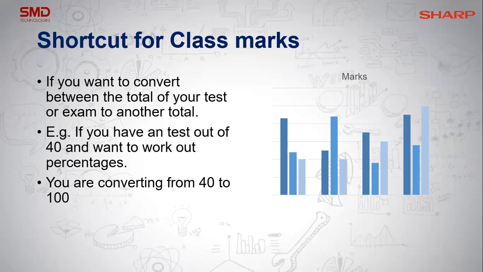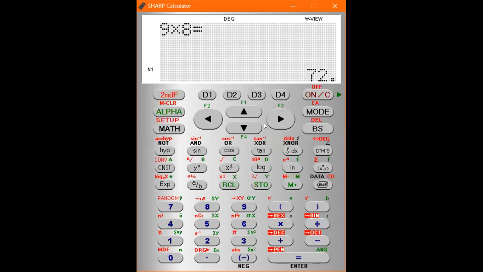Okay, so I'm going to jump to my calculator now. So on your calculator, what we can do, say for example, your test is out of 40, okay, and you want to convert all of your class marks into a percentage out of 100.